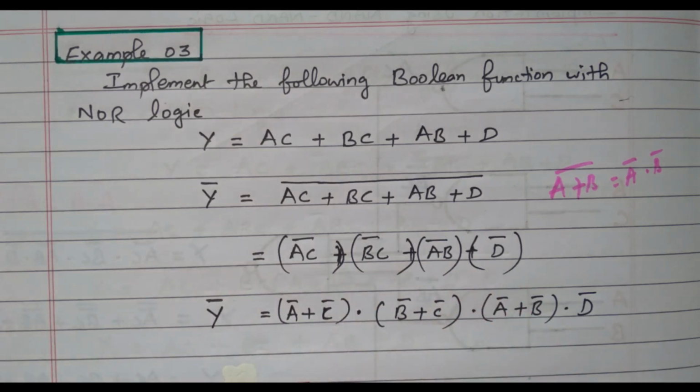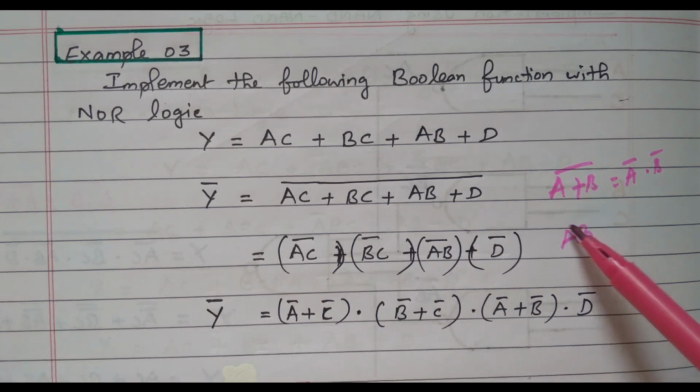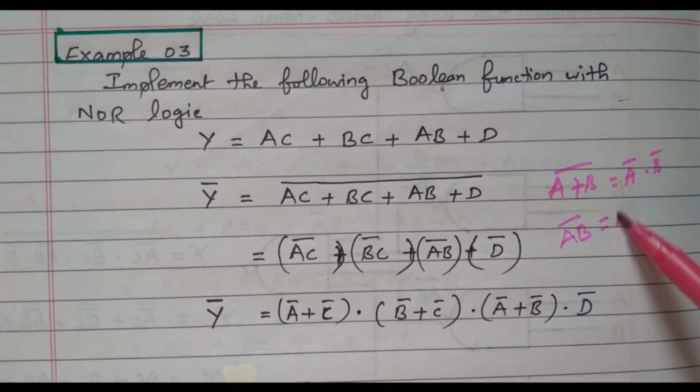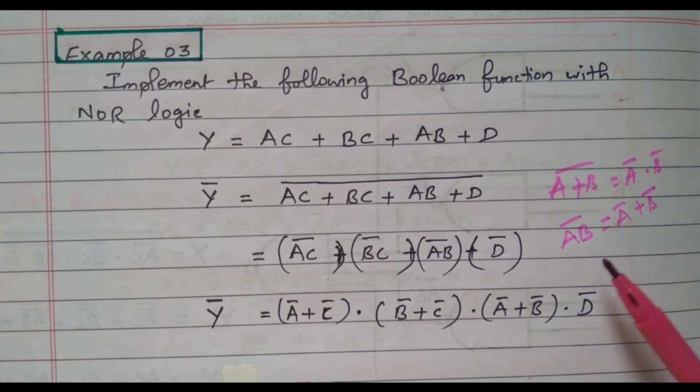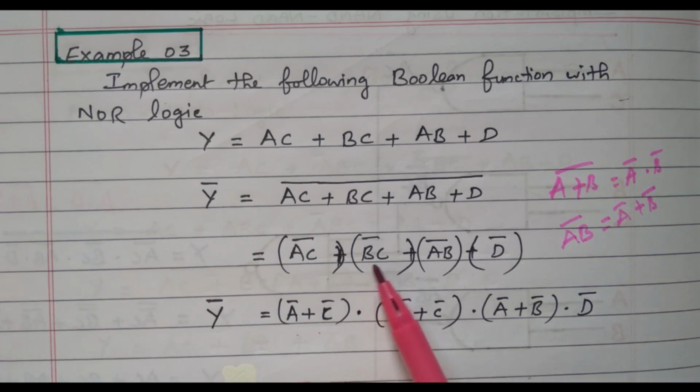Again, this AC bar can be written, based on the second De Morgan's theorem, AB whole bar equal to A bar plus B bar. So AC bar is written as A bar plus C bar, dot BC bar is written as B bar plus C bar, AB bar is written as A bar plus B bar, into D bar. Right? Now we got the expression in terms of addition.